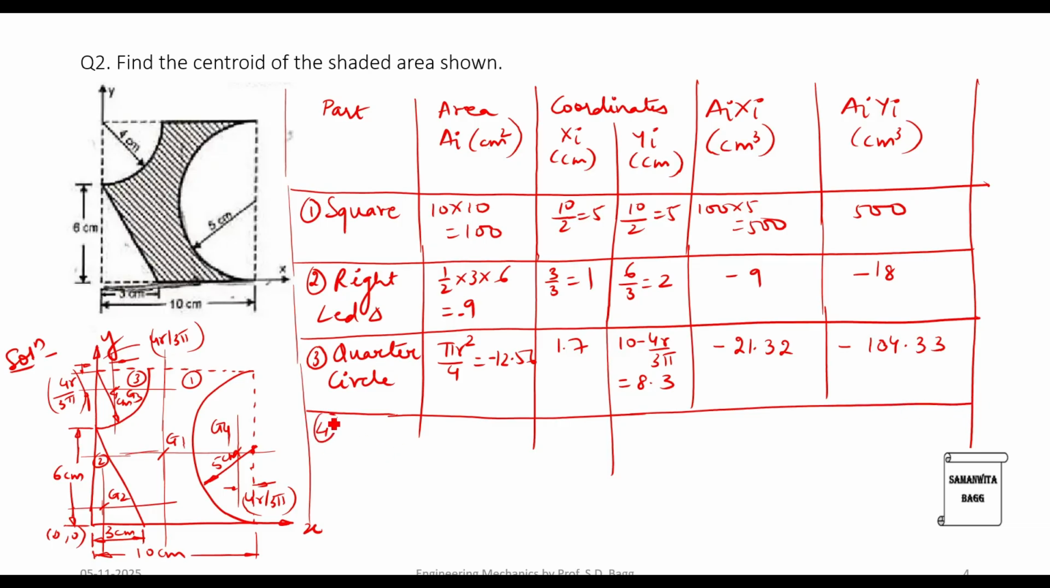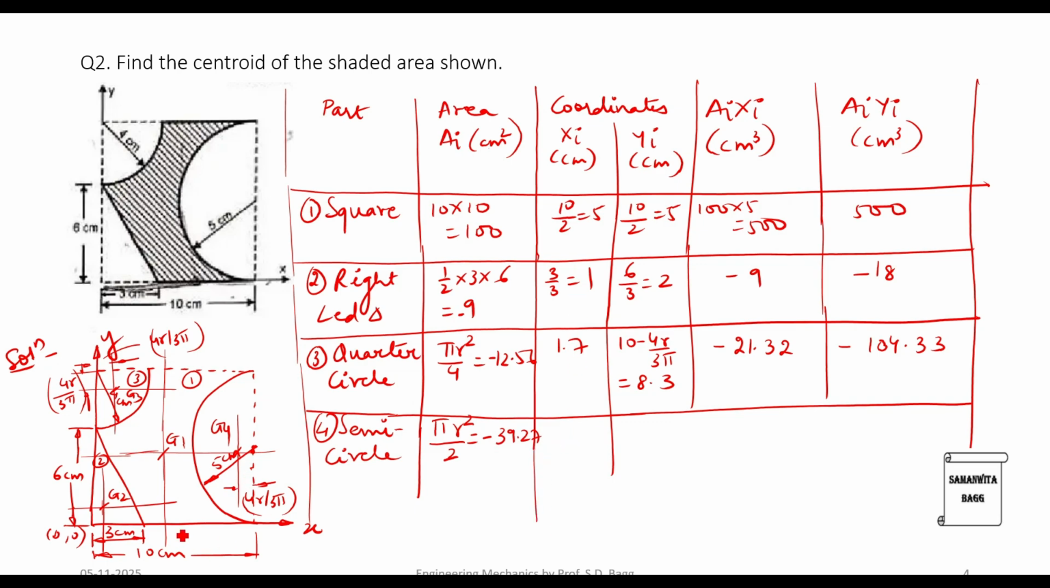which is the semicircle. For which the area will be pi r square by 2 now. We have to cut out this portion. So with a minus sign, this is 39.27.